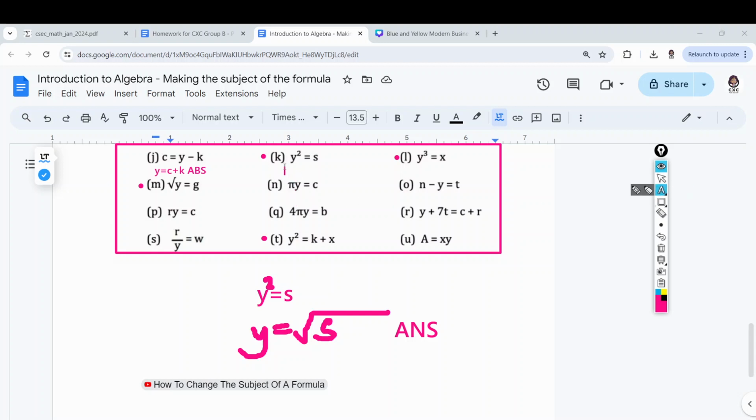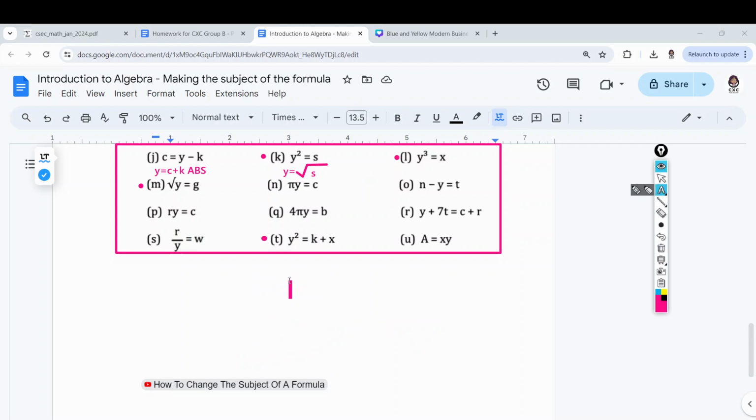So y is equal to, let's use a ruler, square root of s. Okay, so that's us. So we're good to go. All right, with that question now. Next question now, guys. Very simple, very similar.